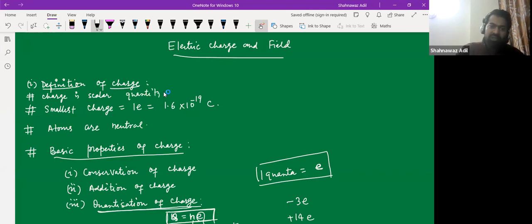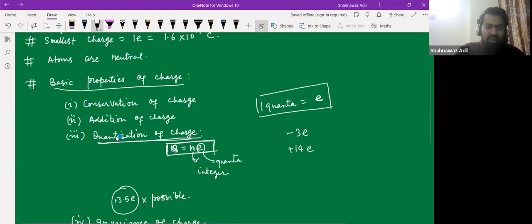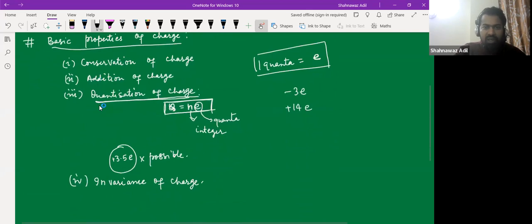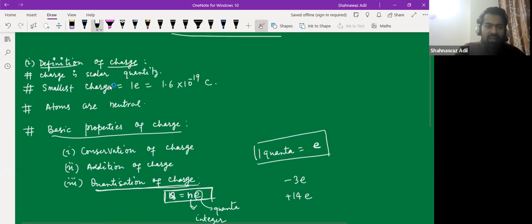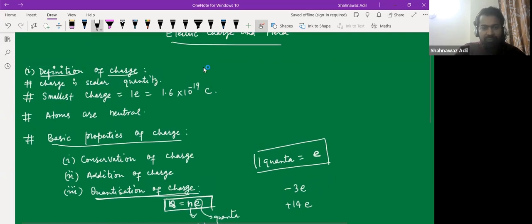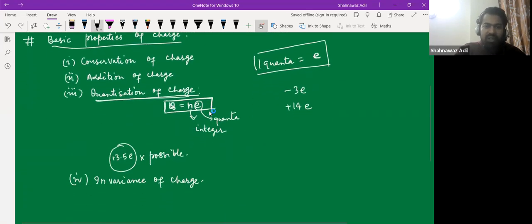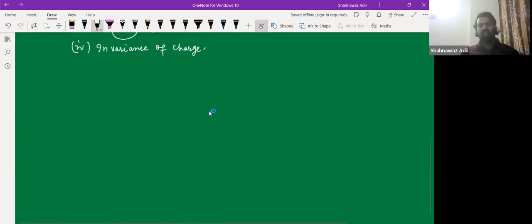But the four main properties, these were the features of the charges. The four main properties were conservation, addition, quantization, invariance. So these were the four important properties of the charge. Obviously charge is a scalar quantity. So after understanding the properties of the charges, what are the other effects of the charges? How does it affect the surroundings?